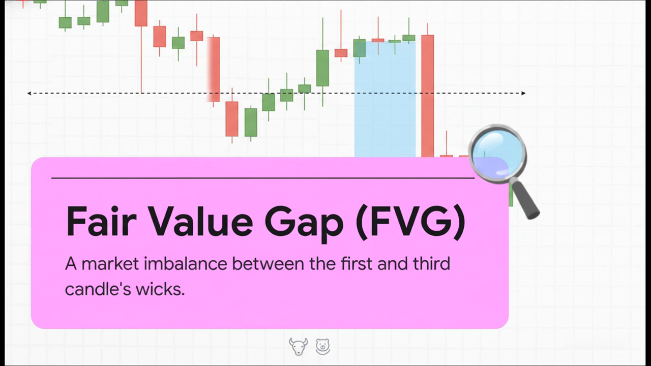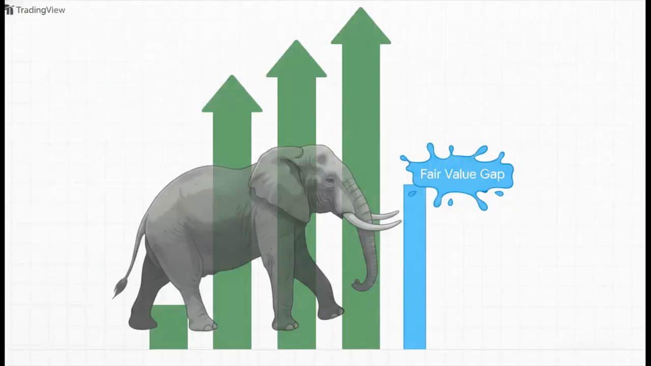It's really that simple. Think of it like this. Picture displacement on your chart as an elephant jumping into a swimming pool. The elephant is the massive institutional volume, represented by those giant directional candles. The fair value gap? Well, that's the massive splash of water left behind by the impact. We never try to catch the elephant, we just wait to trade the splash.